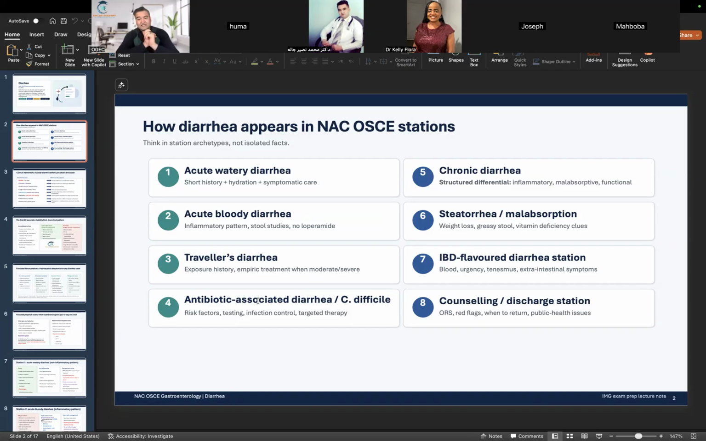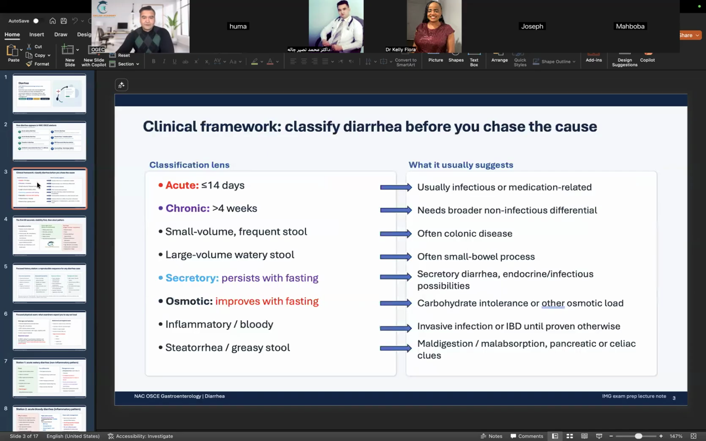And counseling and discharge. For the station with counseling, you cannot afford to forget ORS and the red flags, which we are going to mention. And when to return: you have to provide them with a safety net. It means you have to let the patient know when to come back. If these conditions happen, they have to come back as soon as possible and seek medical attention. And the public health issue as well.